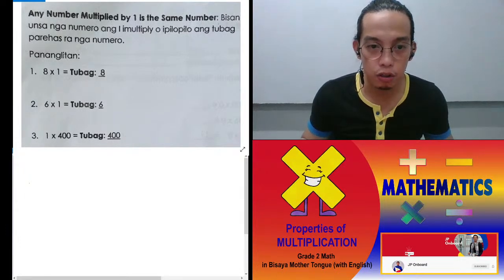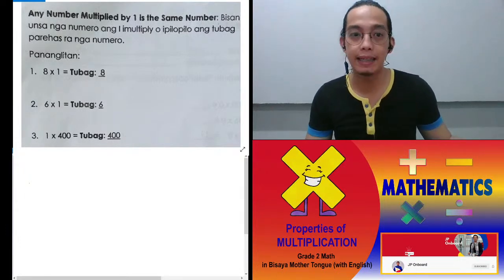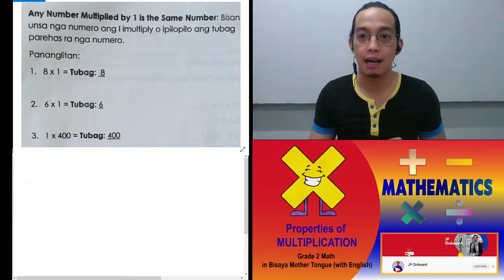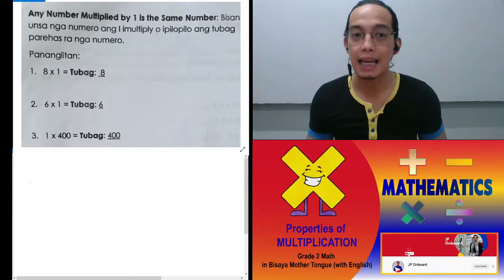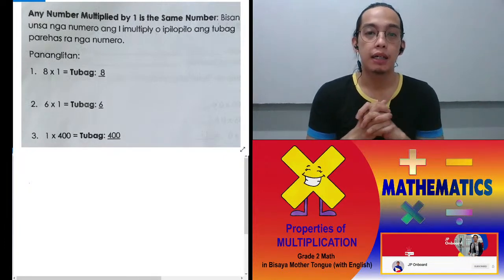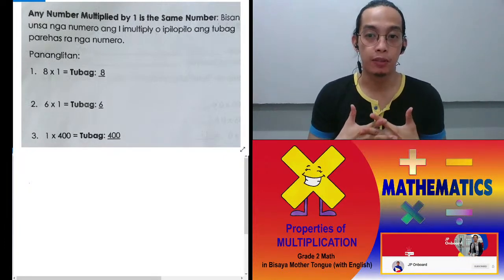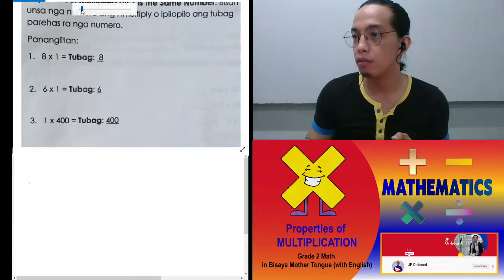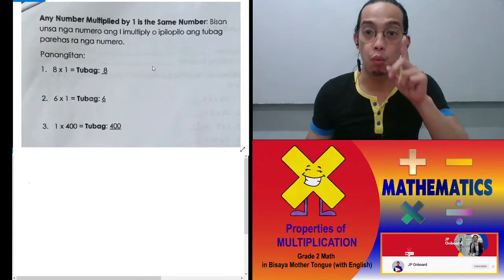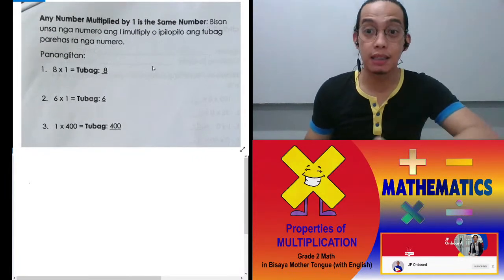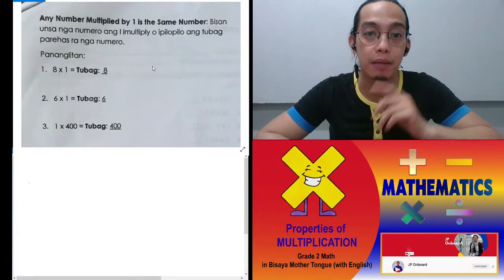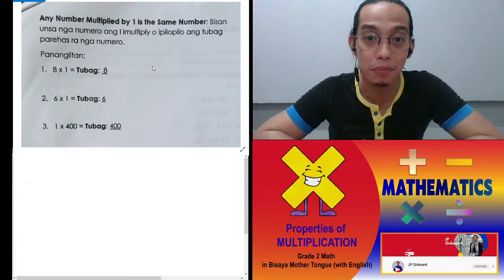So again, the first one is commutative property. Kung i-baylo-baylo man ang numbers, kung i-multiply sila, pareho ra ang answer. Okay. Another property of multiplication is called any number multiplied by 1 is the same number. Again, any number multiplied by 1 is the same number.